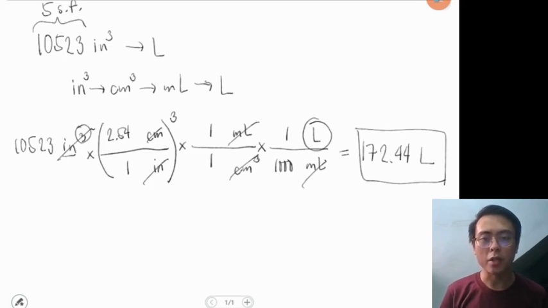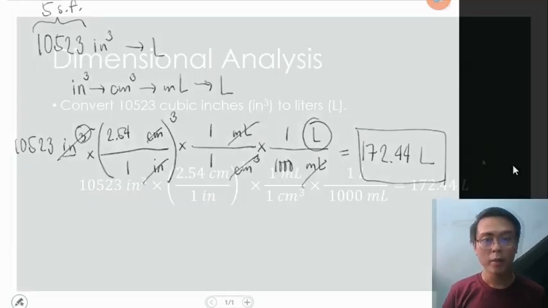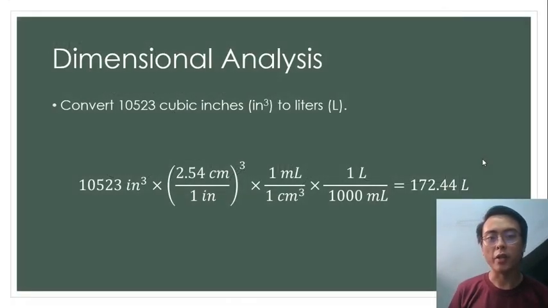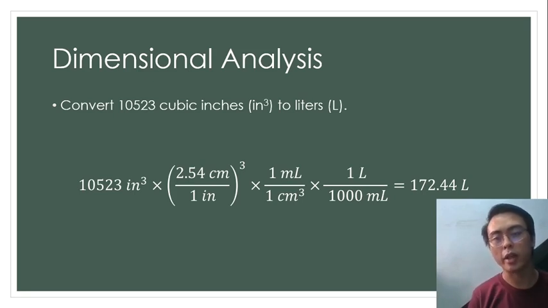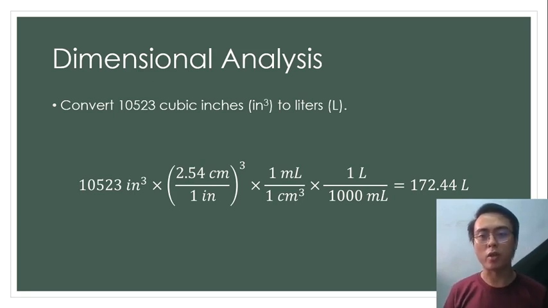Okay, so let's see if that agrees. In the lecture we have here the step-by-step procedure, and we have all of the factors, and we arrived at the same answer. So that is how you perform dimensional analysis. Again, I am teaching this to you because this would be useful in our stoichiometry later on in this term, but also in the conversion of units.